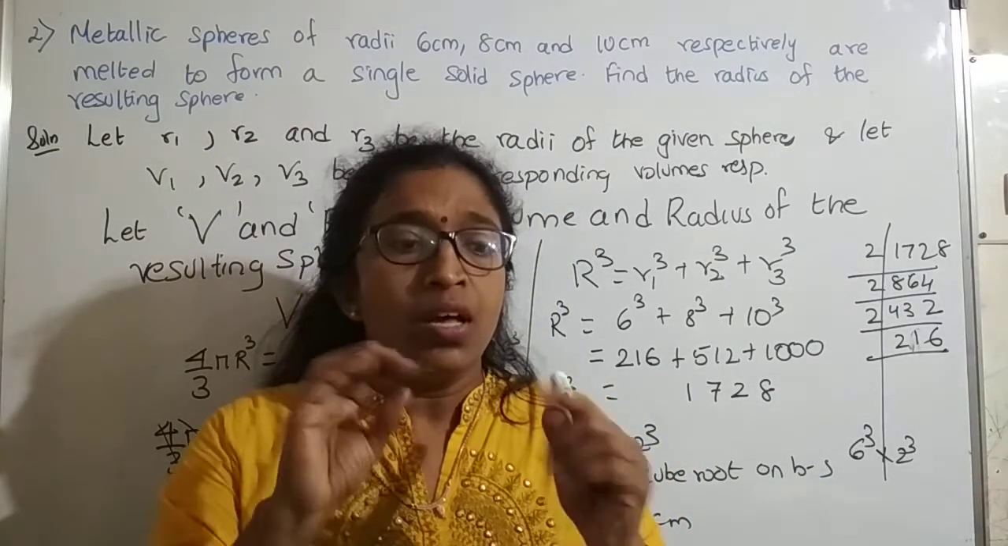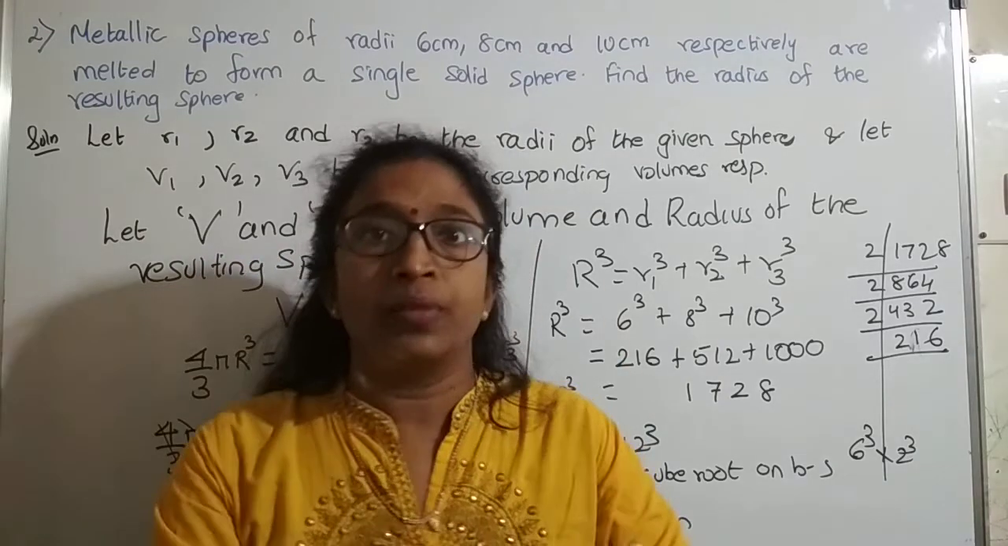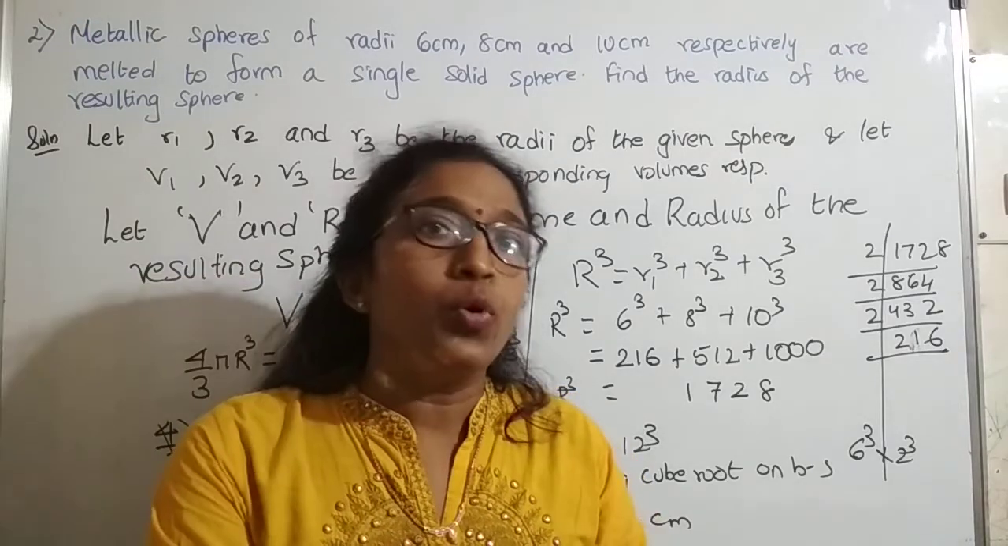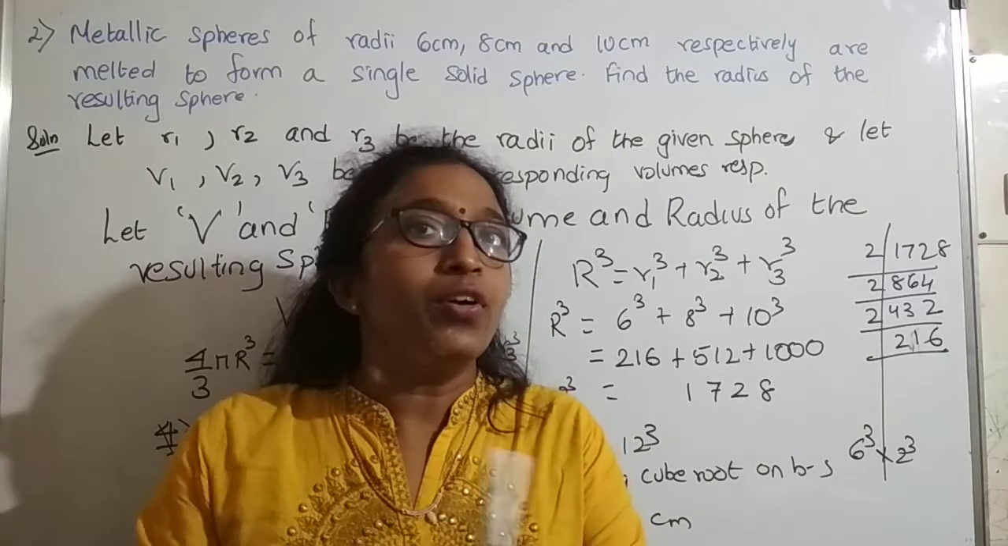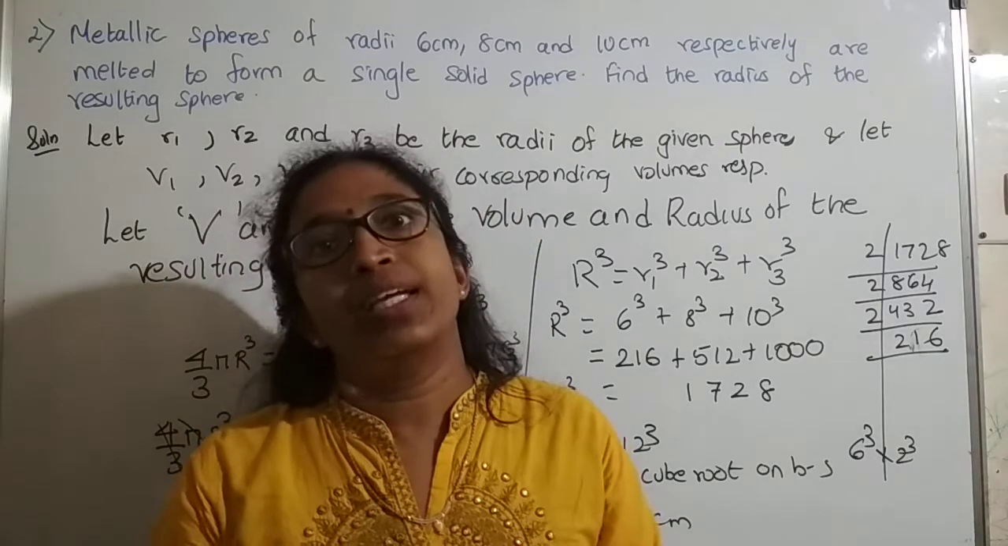So the simple funda we applied: the three spheres have been melted, so the sum of the volumes of the three small spheres will be equal to the volume of the big sphere. Each of the three spheres had a different radius, so we did not write 3 into, it is different. So V1 plus V2 plus V3 equals V, and we get the answer, correct?